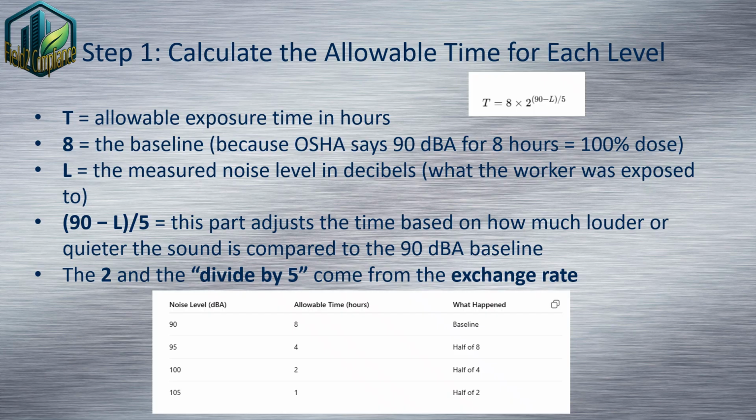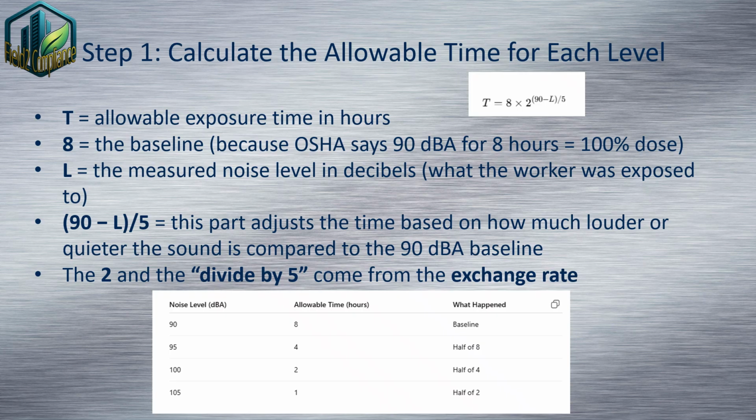In this step, we're figuring out how long a worker is allowed to be exposed to a certain noise level before reaching a full day's dose, what OSHA defines as 100%. The formula is T equals 8 times 2 to the power of (90 minus L) divided by 5. The number 8 is our baseline because OSHA says a worker can be exposed to 90 decibels for 8 hours and still be within limits.